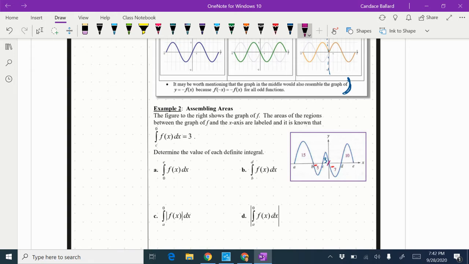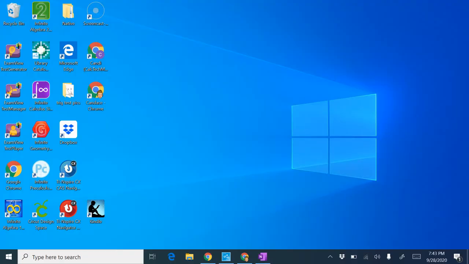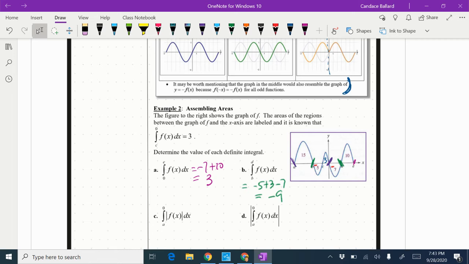So if we're supposed to be going from 0 to E, that would be negative 7 plus 10, which is 3. I am now supposed to be going from B to D. So B to D. So I would do negative 5 plus 3 minus 7, which is going to be negative 9. I am now doing the absolute value from A to 0. So that means basically I'm going to take the absolute value of each one of those areas. So I am adding 15 plus 5 plus 3, and that's going to get me 23.